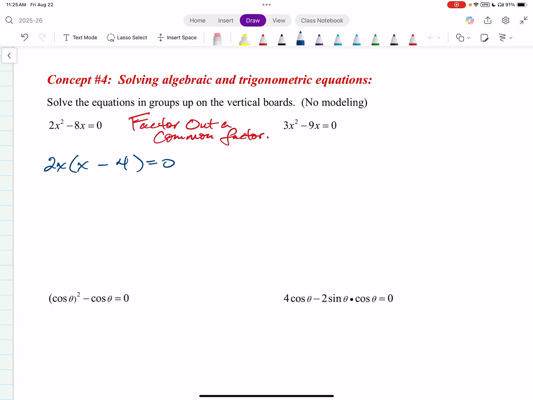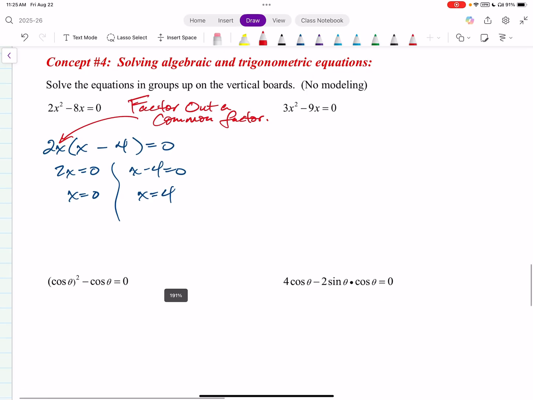And then now we have a zero product, so either 2x equals 0 or x minus 4 has to be equal to 0. Here, hopefully it's obvious, it has to be 0. 2 times 0 is 0. And since 4 minus 4 is 0, x has to be 4. Okay? So you end up with two solutions here. All right, so you factor out a common factor, which in this case is equal to 2x. And then you set each equal to 0 and you solve them.